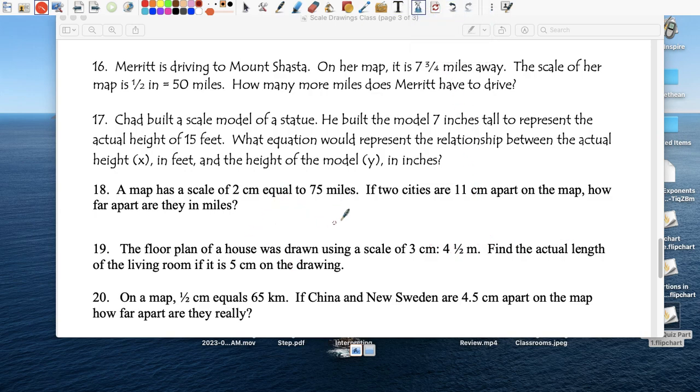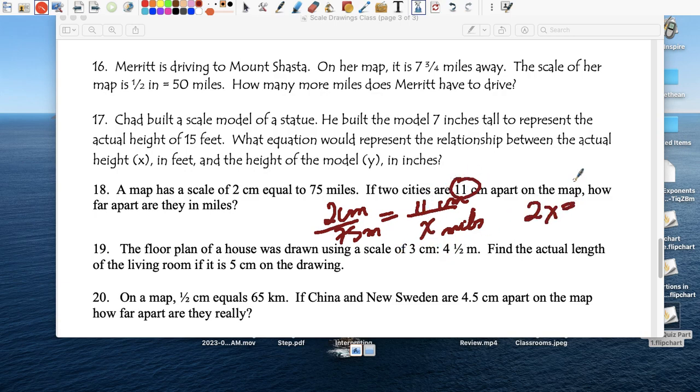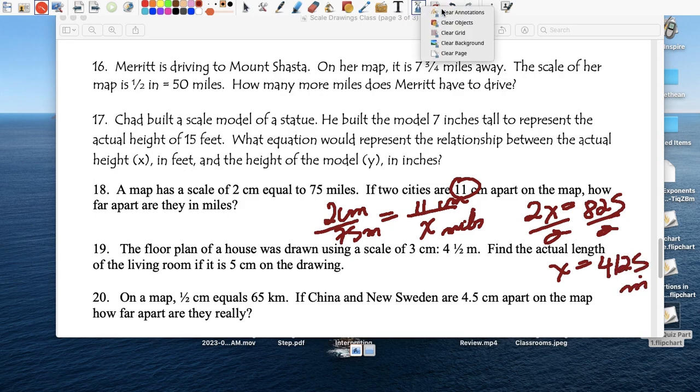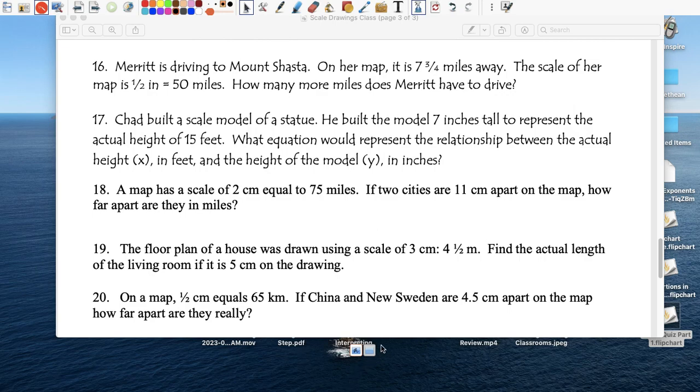On the map, the scale has 2 centimeters equals 75 miles. They're 11 centimeters apart, so how far are they in real life? So again, if you write centimeters here and miles at the bottom, you know that this will go here, and this is what I'm missing. So 2x equals 75 times 11. We get 825. We're going to divide both sides by 2. And x equals 412.5 miles apart. So that's how far apart they are.